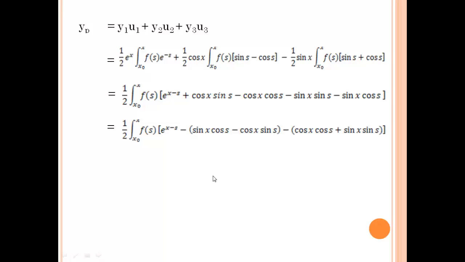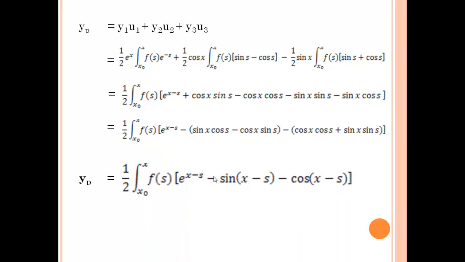and now yp would be 1/2 times the integral of f of s times the quantity of e to the x minus s minus sine x minus s minus cosine x minus s. And that would be the final answer for our first problem.